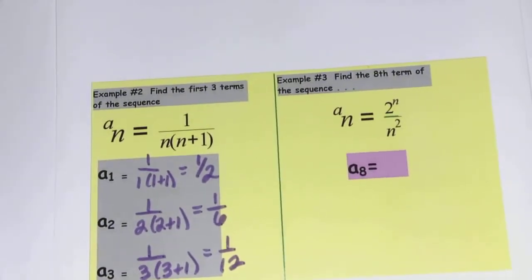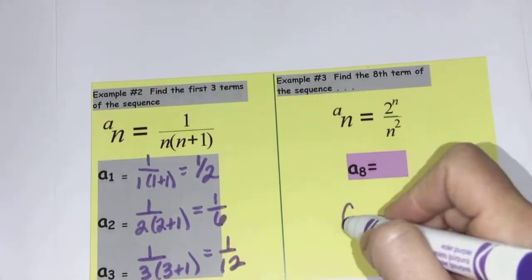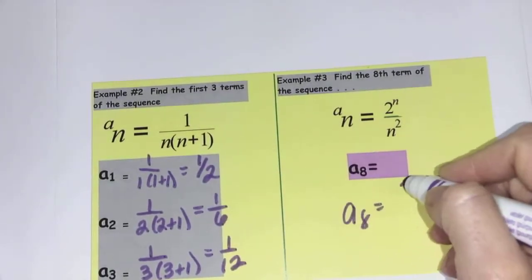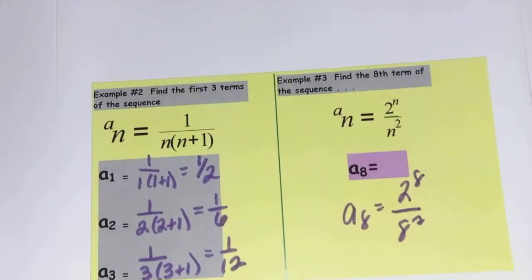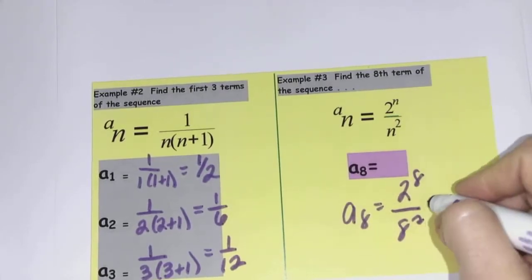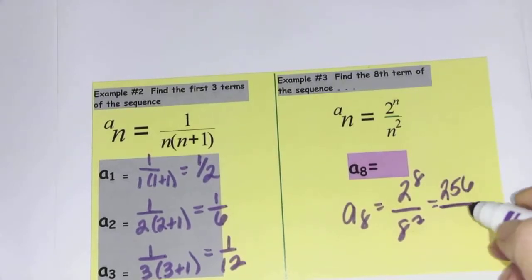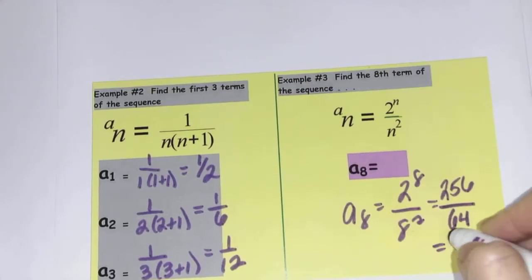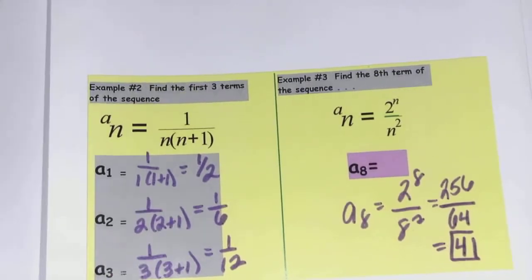In example 3, I just want one term. I want the 8th term. So to find the 8th term, I plug in an 8. 2 to the 8th power over 8 squared. 2 to the 8th power is 256. 8 squared is 64. If I divide those out, I simply get 4. So again, it's just plug in the number into the formula. So that's example 3. Let's go to example 4.